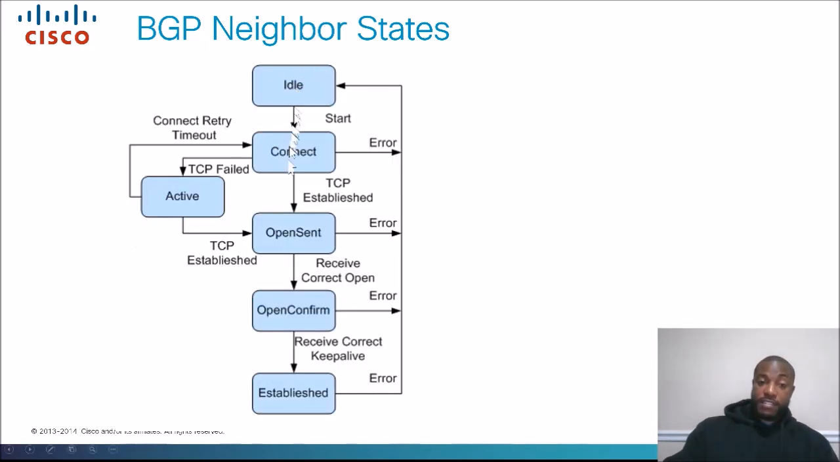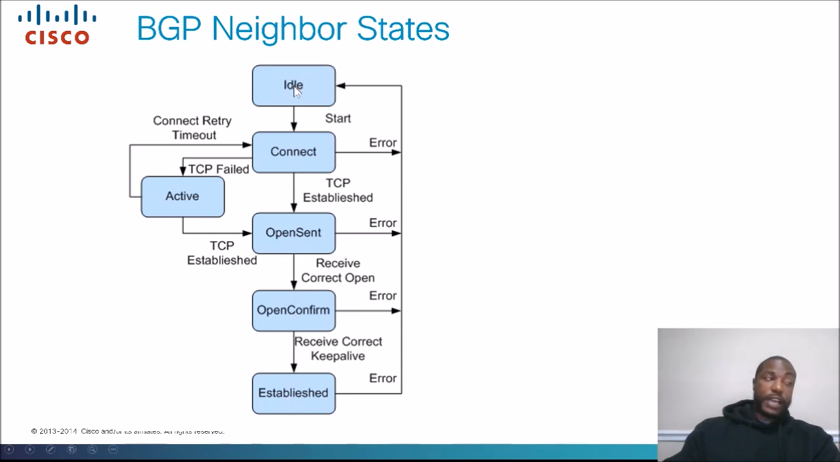So this is basically a diagram of the states that it goes through, more of a flow chart rather. If something goes wrong during these neighbor states, this is what happens. It basically goes back to idle if you look at this chart real quick. So it goes to idle, connect, open sent, open confirm, then established.